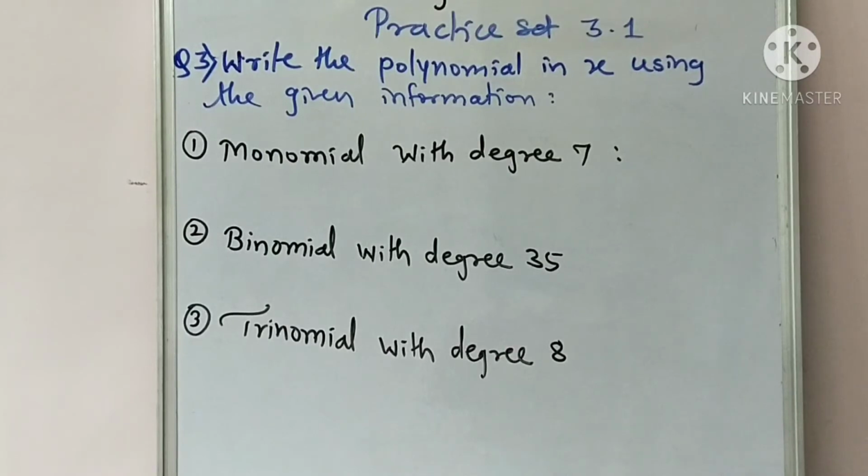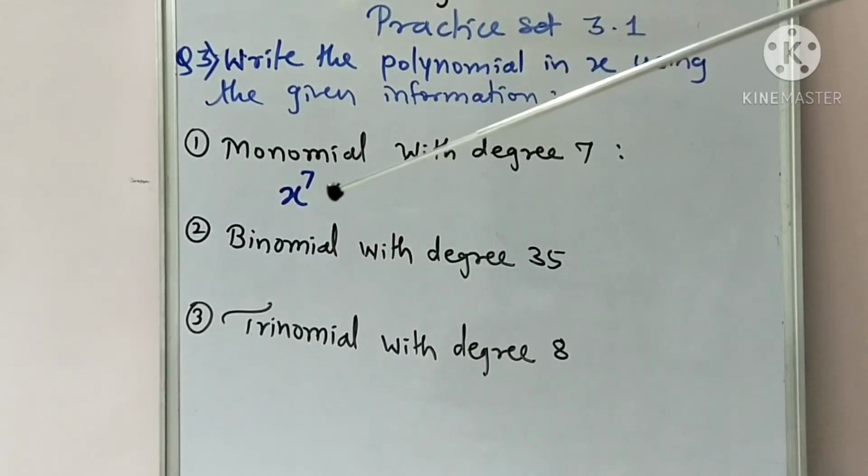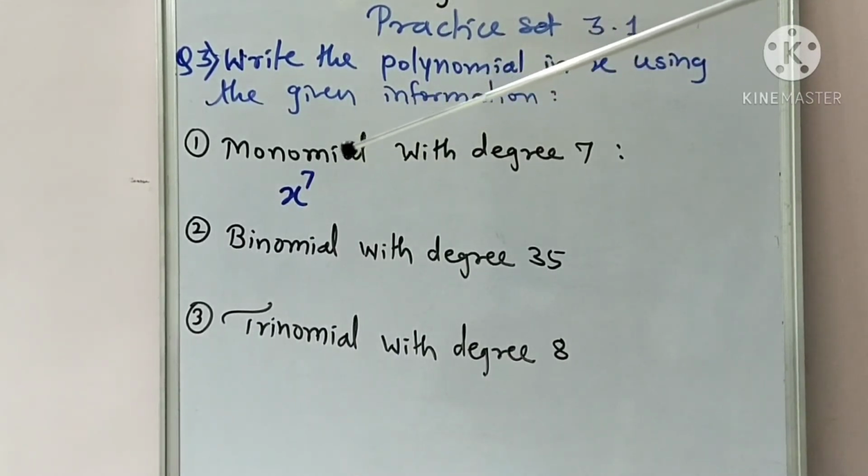Okay, now the third question is, write the polynomial in x using the given information. So what you have to do here, students, is write down the monomial, binomial and trinomial, based on the terms in the polynomial. Monomial with degree 7. So monomial means what? If in the polynomial only one term is there, it's a monomial, and monomial with degree 7 means the highest power of the variable is 7. So x raised to 7, it's a monomial.